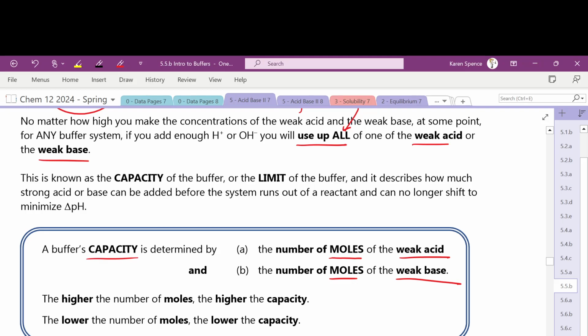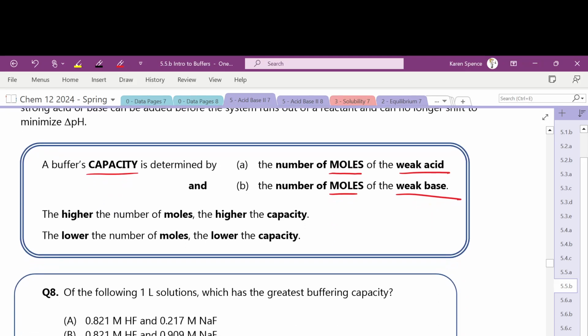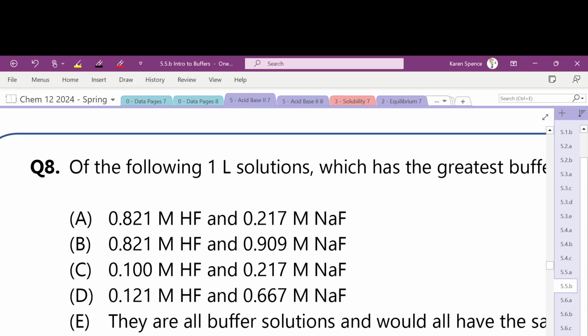Which brings us to questions like the following. Of the following 1 liter solutions, which has the greatest buffering capacity? This just requires you to know what buffering capacity is and how to recognize it.